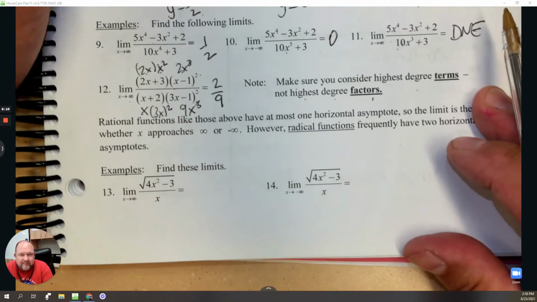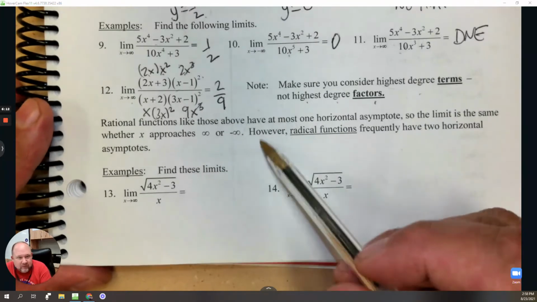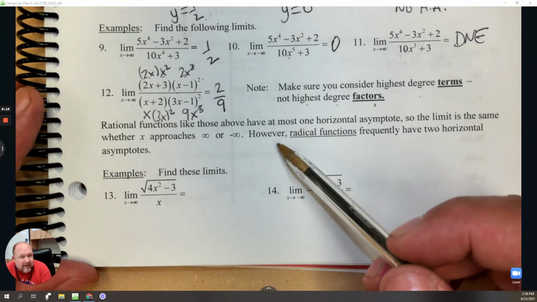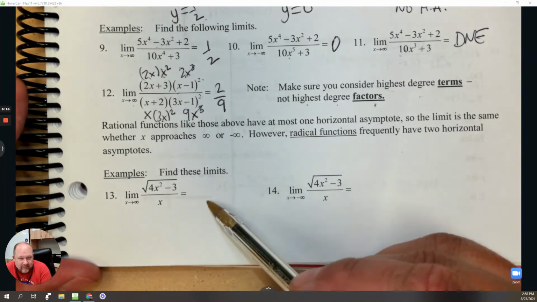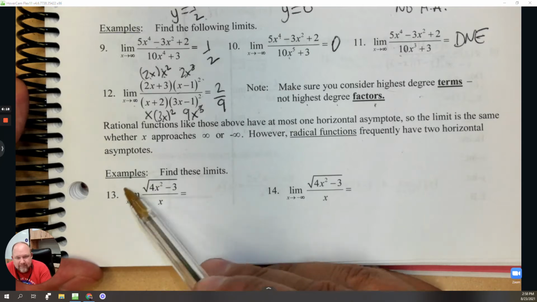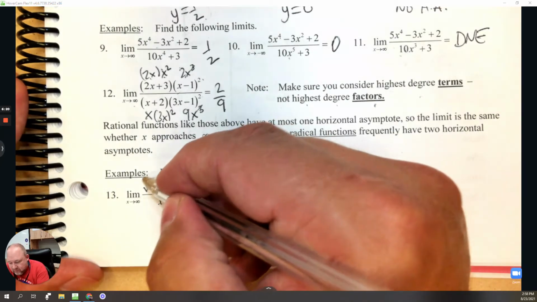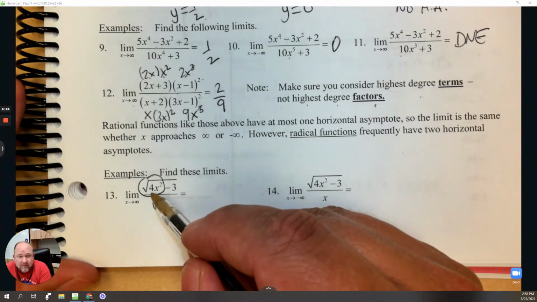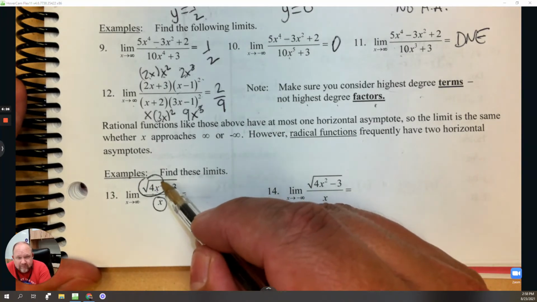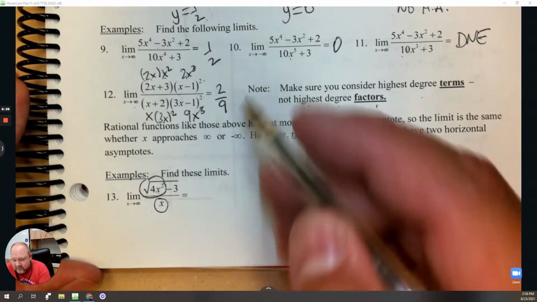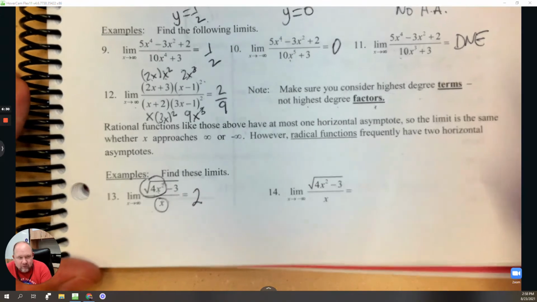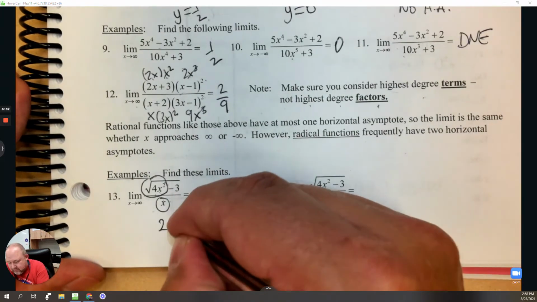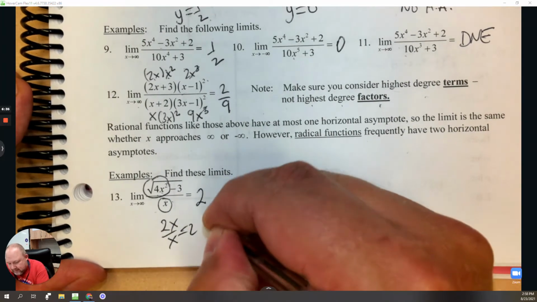Number 13. Rational functions like those above have at most one. Sometimes they have more than one horizontal asymptote. So if I look here, what's happening as it goes to infinity? So still power term over power term. Now the square root of 4x squared is 2x. So this is 2x divided by x. So the right end behavior is going to 2. That's 2x divided by x. That's where that came from.